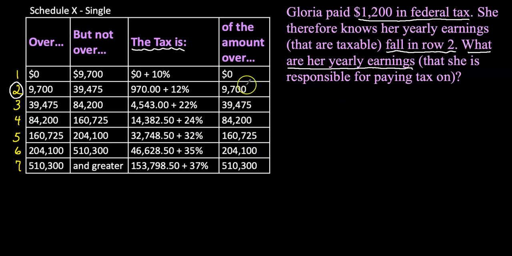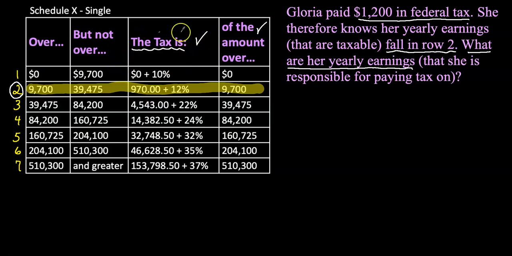Now, let's jump into the problem. We need to figure out her yearly earnings. Again, we're in row 2, so I'm going to highlight that row right here. So we know her yearly earnings are going to be over $9,700, but not over $39,475. So when I solve this problem, I know my answer is going to be somewhere between these two numbers. Now I need to focus on column 3 and column 4 to make my equation.